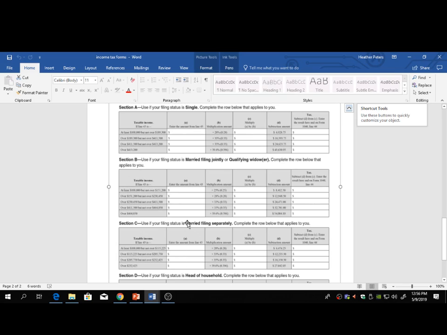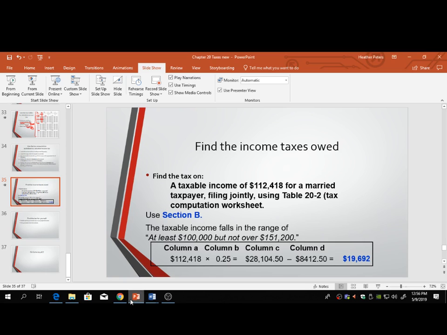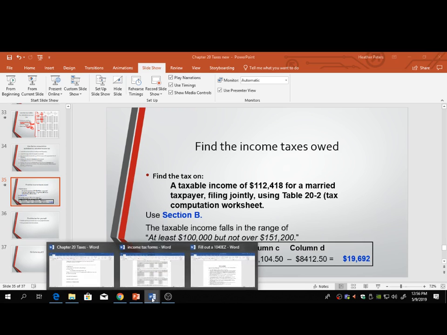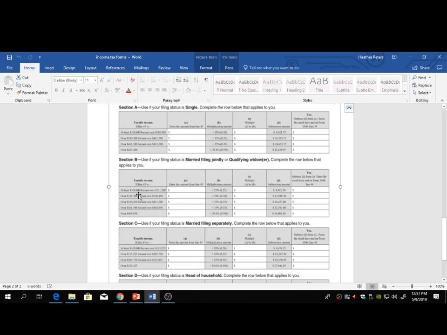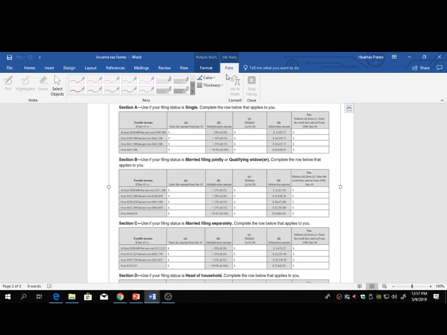And the amount, let's go back and look at the amount, was $112,418. So if you look here, here's at least 100,000, but not over 151,000. So I'm going to use that line right there. So you're going to put that amount right here. See if this lets me use the pen on here.